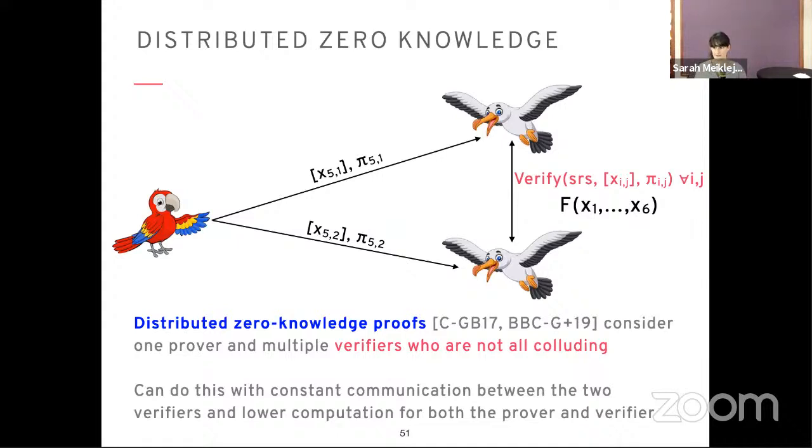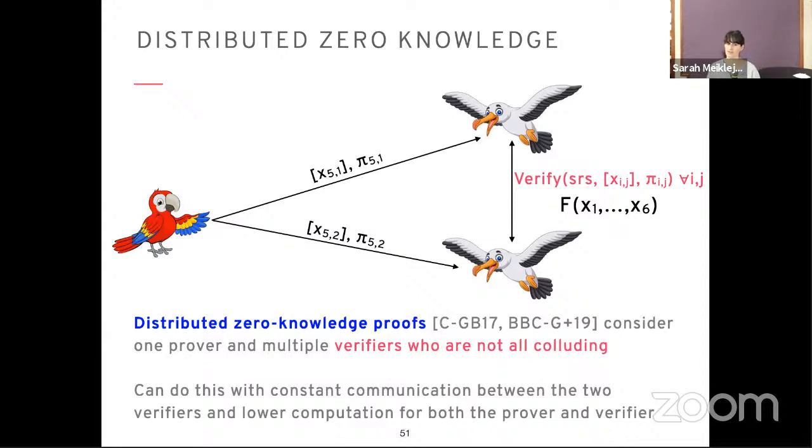So yeah, it's a very strong assumption that these verifiers aren't colluding, but it allows us to make hugely more efficient systems. We can actually do this with lower computation for both the prover and the verifier, basically just doing multiplications rather than exponentiations or pairings. And we can also do this with constant communication between the two verifiers. So even if the prover's input is really, really big, like an enormously long vector, we can still have constant communication between those verifiers.